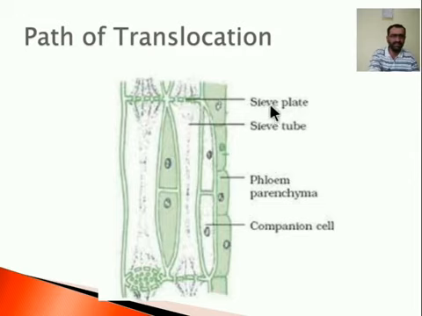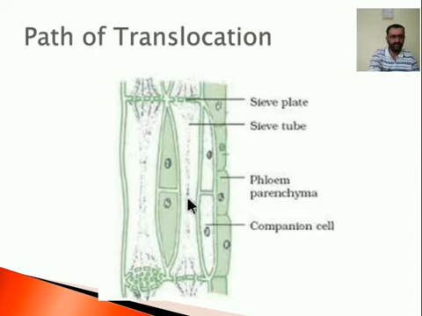Let us see here. This dotted sieve-like structure is known as the sieve plate. Okay, this structure is known as the sieve tube. After that, this is the phloem parenchyma, and finally it is the companion cell. Companion cells are intermediate cells between the sieve tube and the phloem parenchyma. In this way, this is the structure of the phloem.